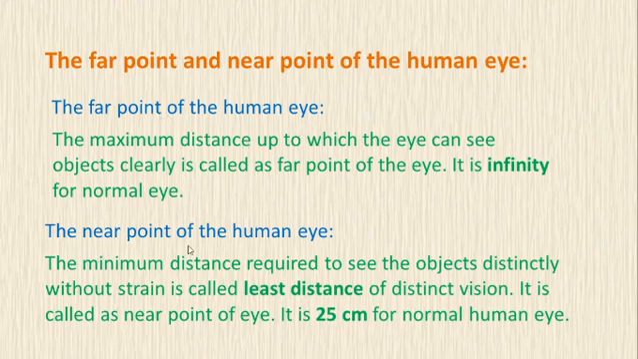Then the near point of the human eye. The minimum distance required to see the objects distinctly without strain is called the least distance of distinct vision. It is called the near point of the eye and it is 25 centimeter for a normal human eye.